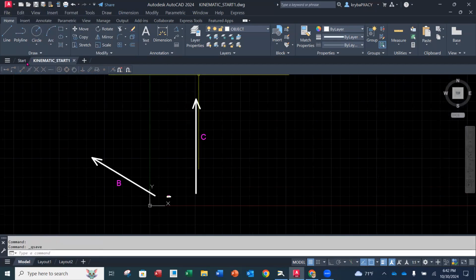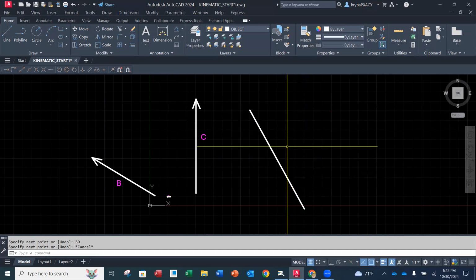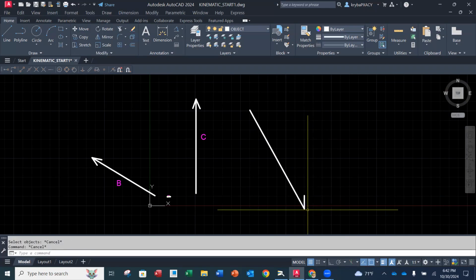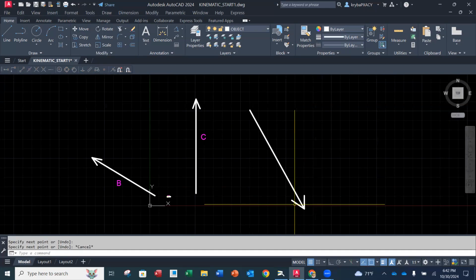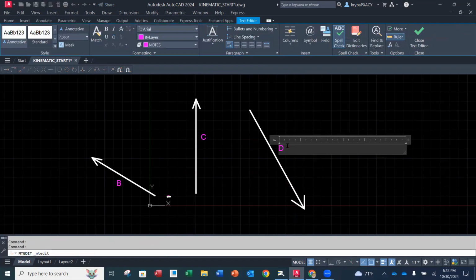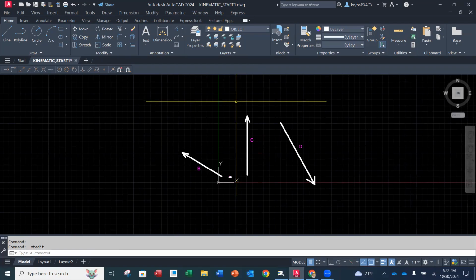All right. Next one is D. This one is 150. Tab. And this is going to be 60 degrees. So line. And I'll copy that over to D. So I've got my 3 fully defined vectors, B, C, and D.